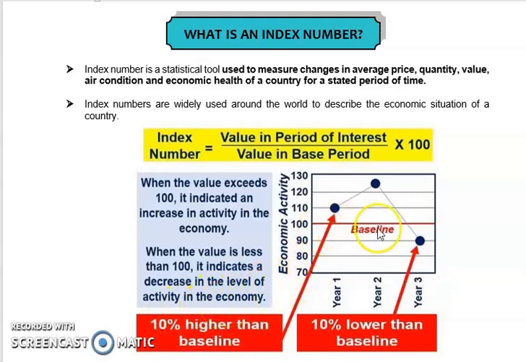Okay, if you look at this point, the value is 90, right? So below baseline. The index number 90 here indicates that it is 10% lower than baseline. So 100 minus 90 is 10, which means 10% below the baseline. Another example here, this point, 110. So above the baseline, it means that it is 10% higher than the baseline. So that is the basic of how we read index number.